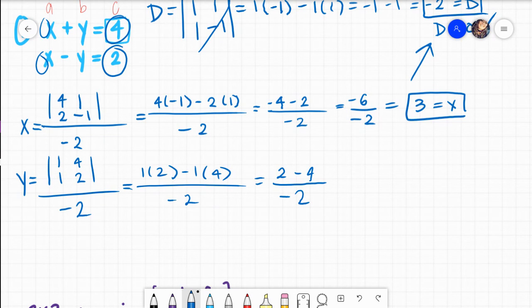Divide by negative 2. In the numerator, I have 2 minus 4. Those signs are different, right? So I subtract, keep the sign of the larger. I'm dividing that by negative 2 right here. 2 divided by 2 is 1. Signs are the same, so it's positive. That is my y.